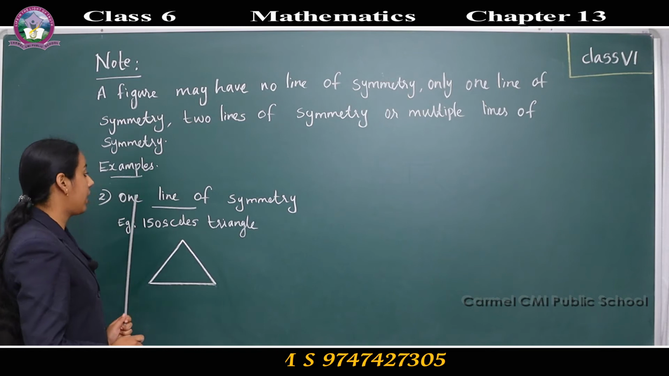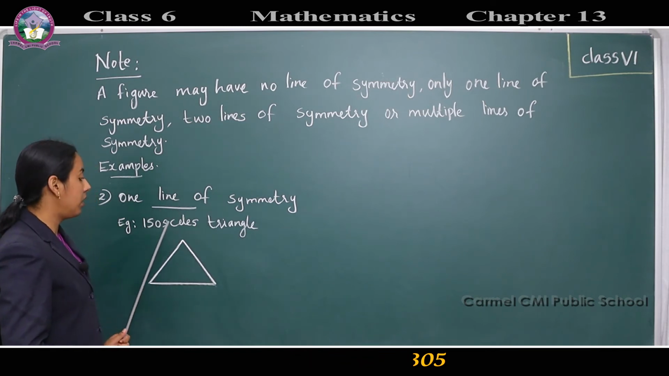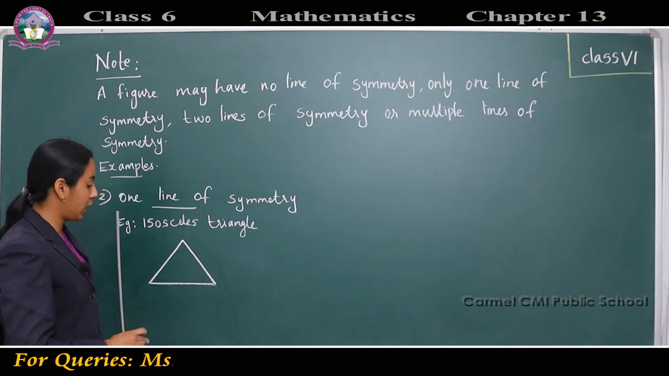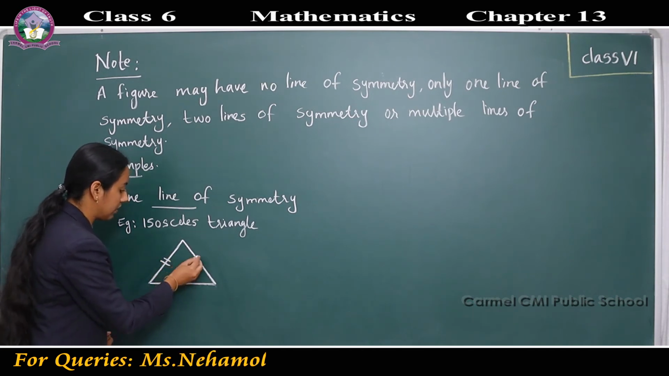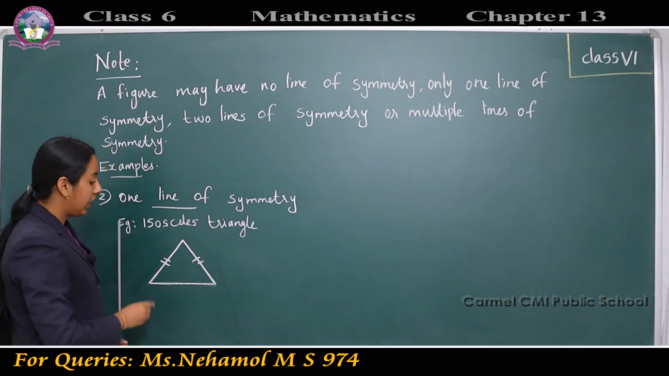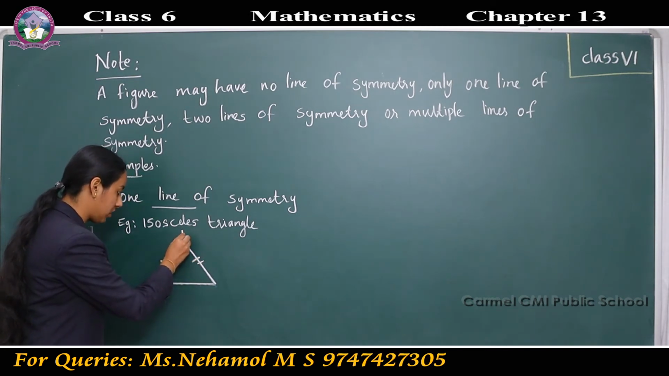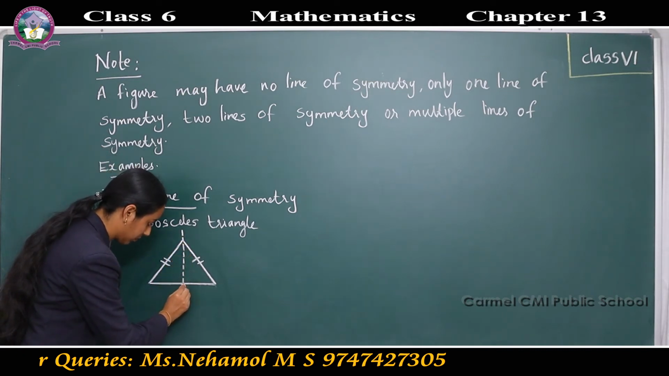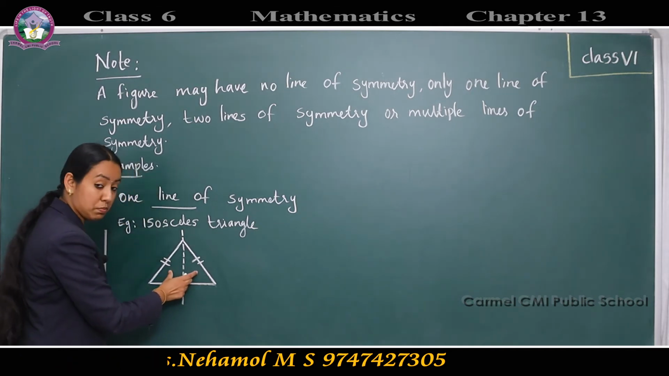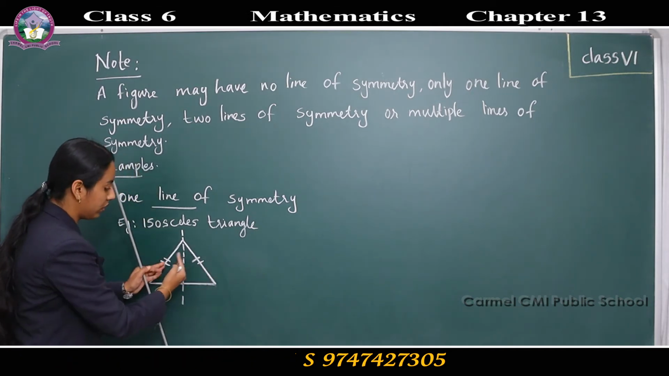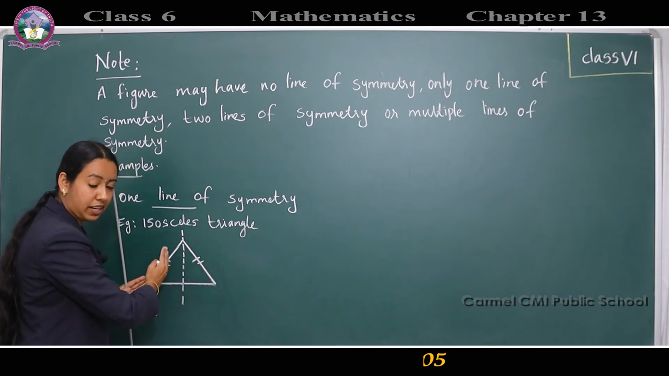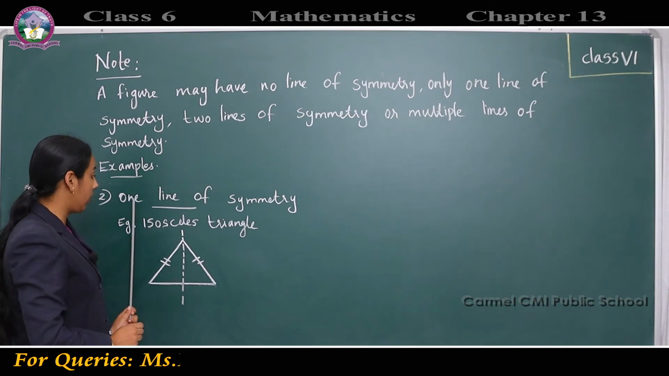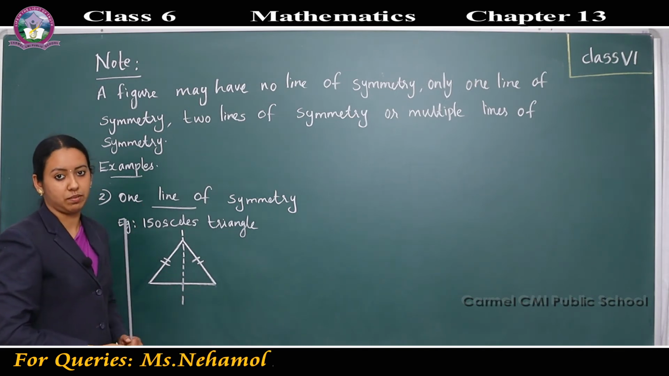Next one, line of symmetry. Example, an isosceles triangle. An isosceles triangle means two sides are equal. Here one isosceles triangle is given, two sides are equal. Here we can draw a line of symmetry vertically. These two parts will be identical, and if we fold the figure like this, one part exactly overlaps the other. So for an isosceles triangle, only one line of symmetry.